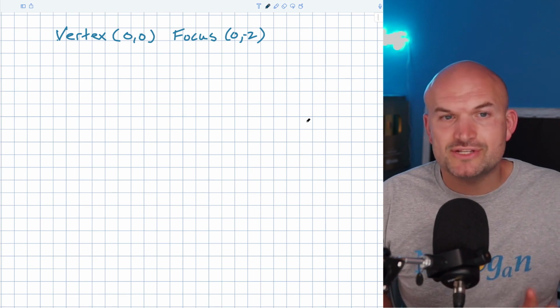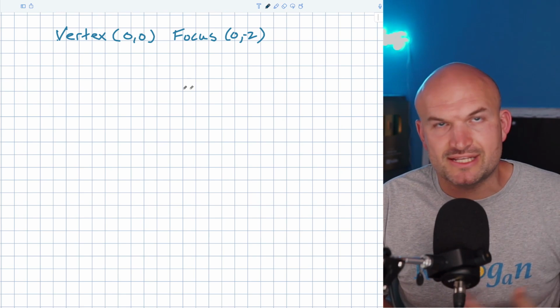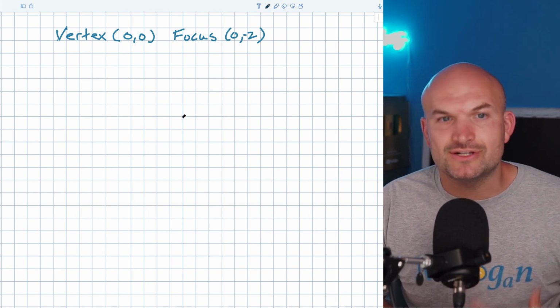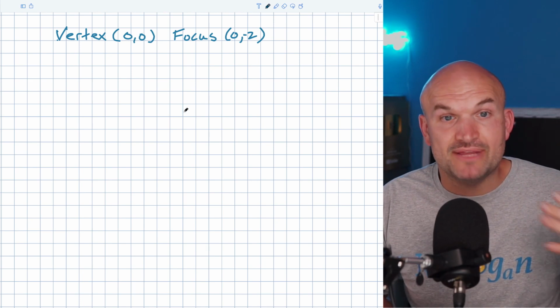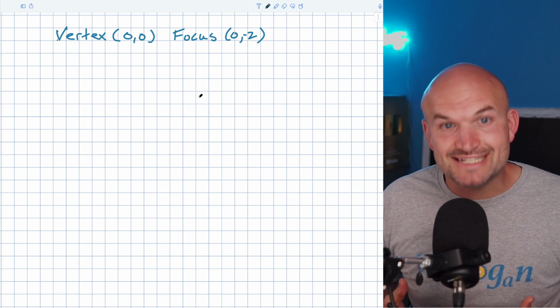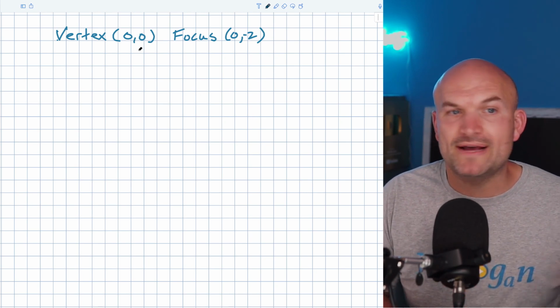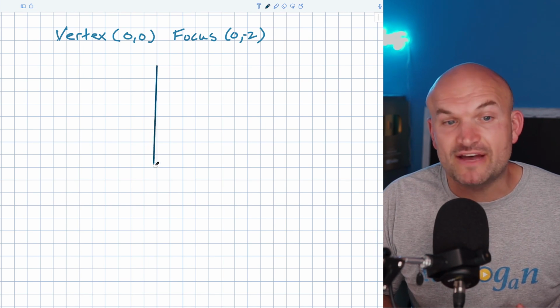So here's what I need you to understand when you're trying to write the equation of a parabola and you're given the vertex and the focus. The main thing that I want you to understand is what is the value of P, right? Because if you can find the value P, then you can go ahead and write the equation. You just need to understand what the value P is and how it's going to help you write that equation.